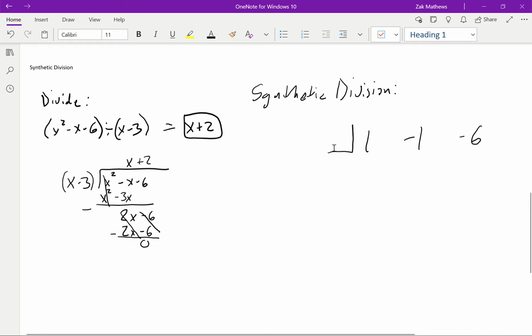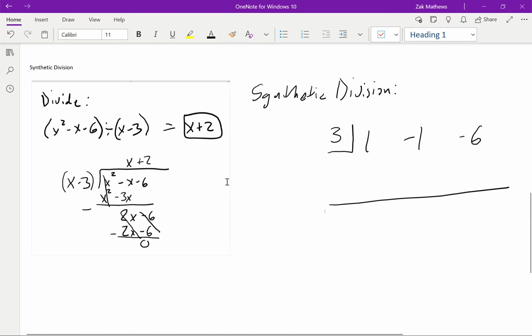Inside the house, what I'm dividing by is the x minus 3. I'm going to do two things a little differently here. I'm not going to write down the x. I'm only going to write down the constant. I'm actually going to switch its sign, so I'm going to switch that to a 3. I'll describe that a little bit more in a few minutes, but we only write down the opposite sign of what we have here. Let me do the division, and then we'll talk about what's going on.